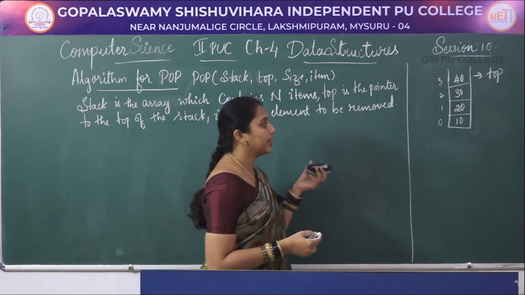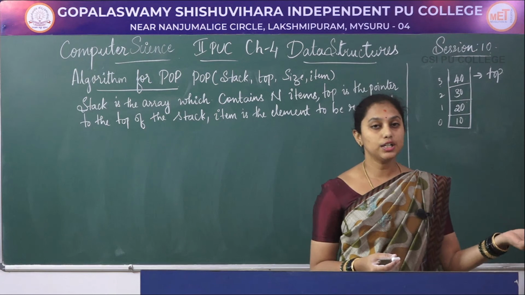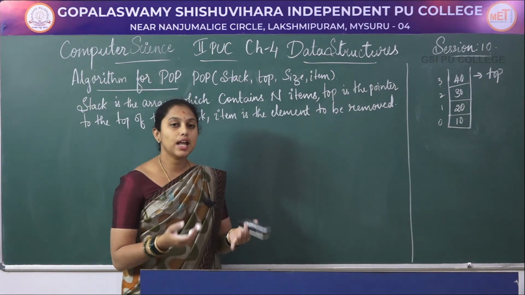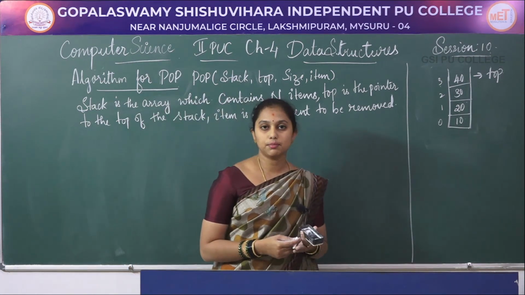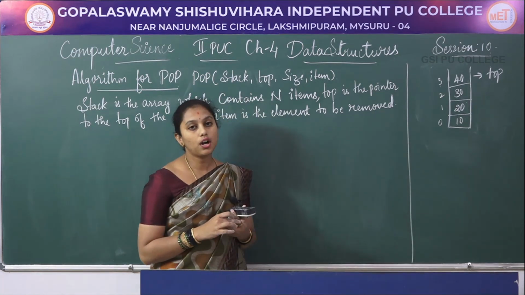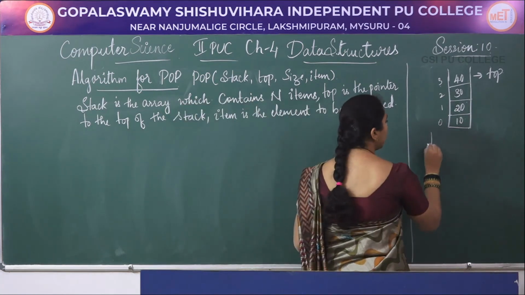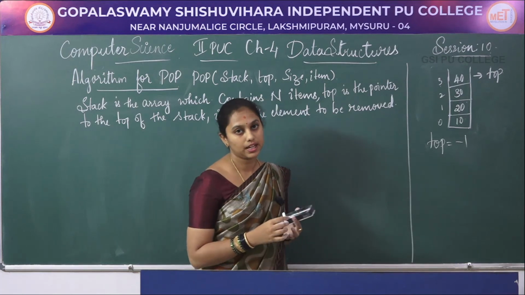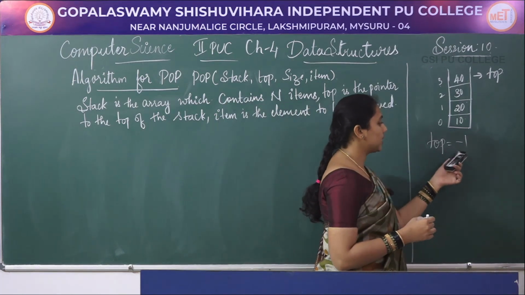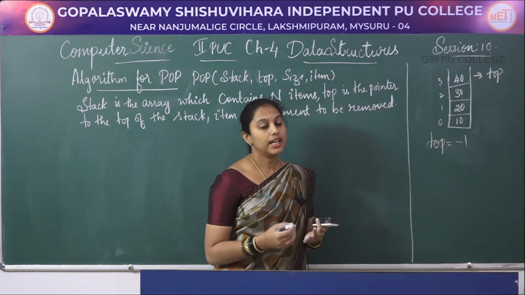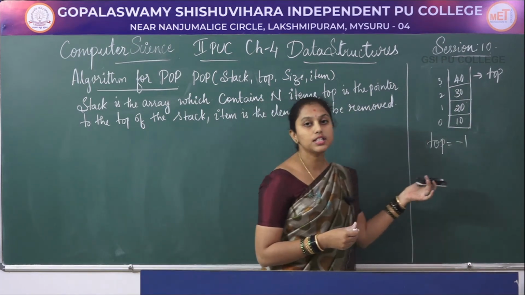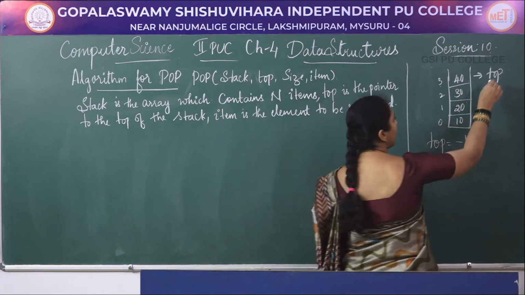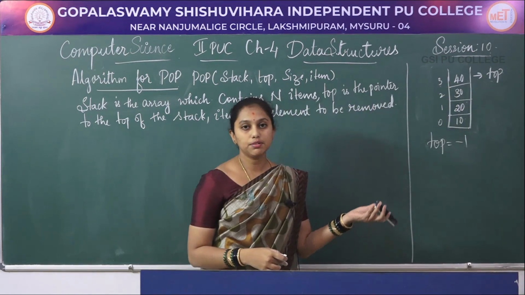So first I have to check whether the stack is in underflow state or not. What is the meaning of underflow state? If the stack is empty, I cannot remove any item from the stack, right? That state is called as underflow state. So if the stack is in underflow state, we cannot remove an item from the stack. What is the condition? If the top is equal to -1, then we cannot remove any item from the stack. So here the condition is false. The top of the stack is 3. So we can remove an item from the stack.